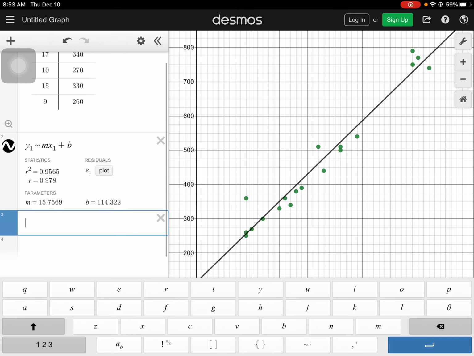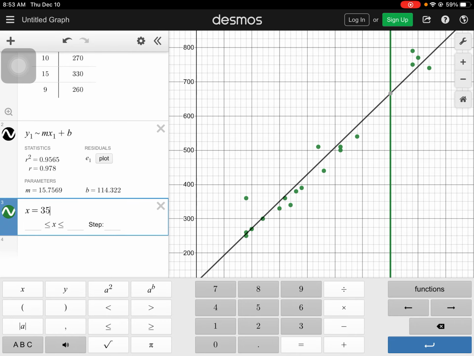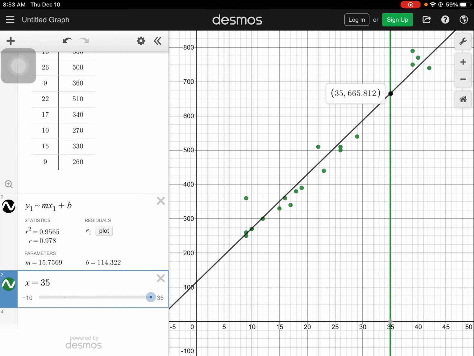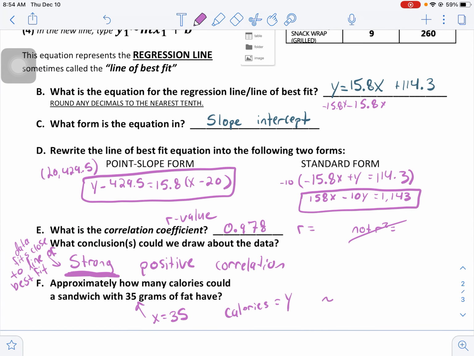So if we actually just type in Desmos, which this is awesome, if you just type in x equals 35, it builds that vertical line, and then it shows us the point where it crosses our linear regression. So as you can see, x equals 35 is going to cross right at 665.8 calories. So then approximately 665.8. Okay, and the squiggly equal sign is approximately. So that's how we say approximately. Also, we should probably put the units, so CAL for calories.